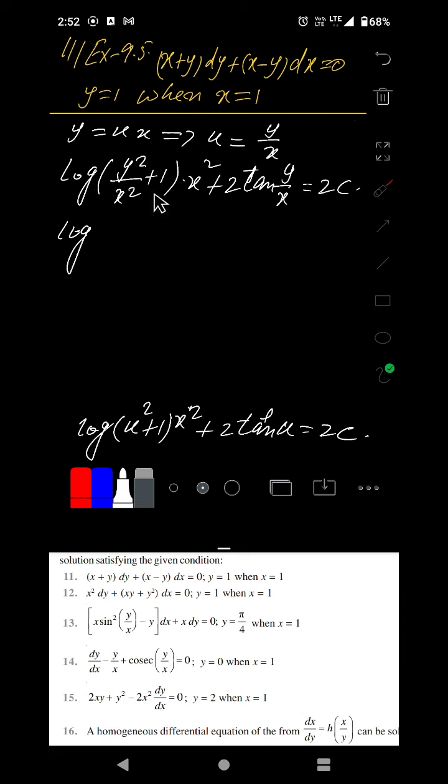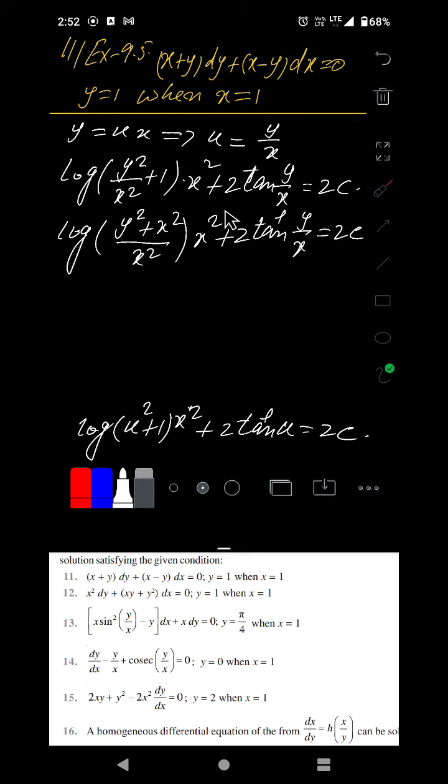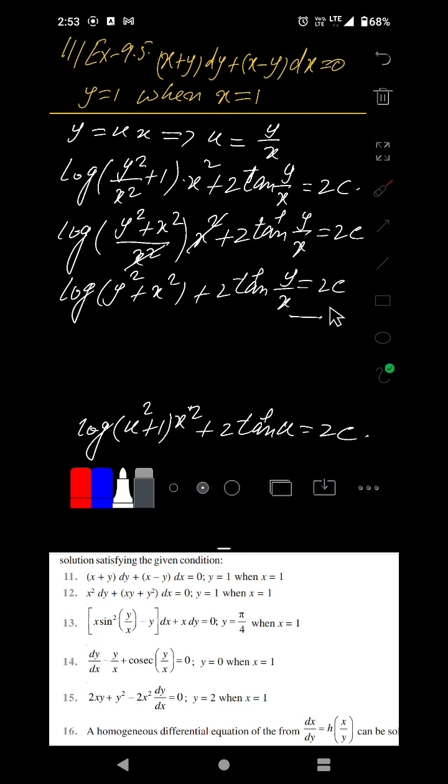Taking the LCM in this bracket, we have (y² + x²)/x² into x² outside, plus 2 tan⁻¹(y/x) = 2c. Now this x² will cancel this x², and we have simply log(y² + x²) + 2 tan⁻¹(y/x) = 2c. Let it be equation number 4.